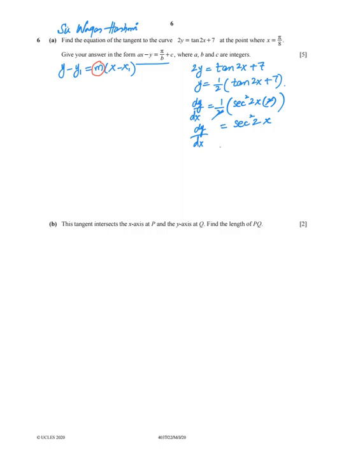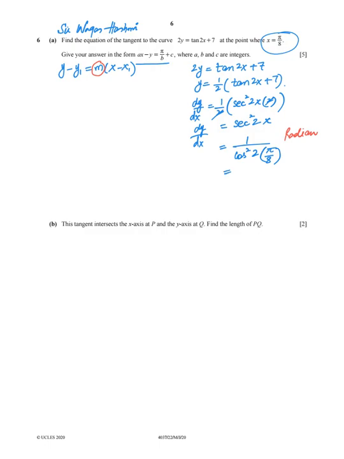Now sec is what? Sec is the reciprocal of cos square 2x. The value of x we have is pi over 8, so I will place pi over 8. Make sure that your calculator is in radian mode.